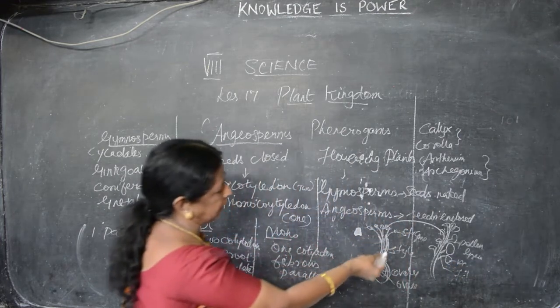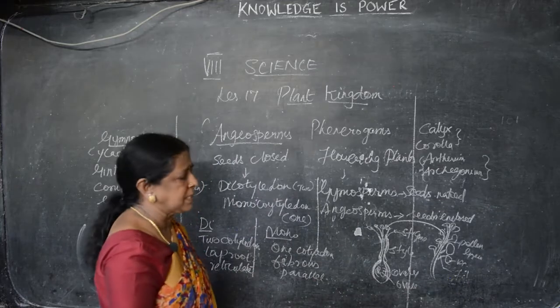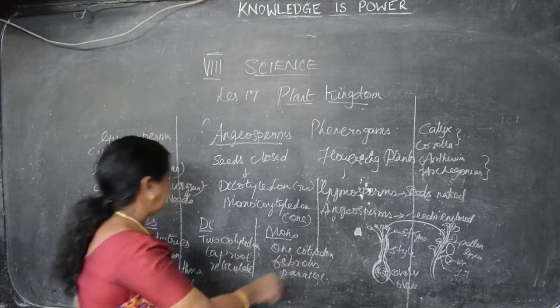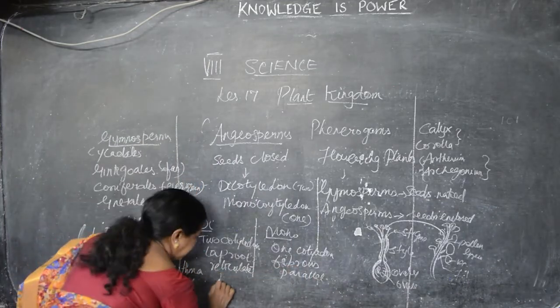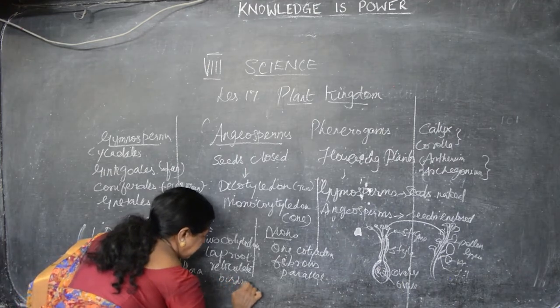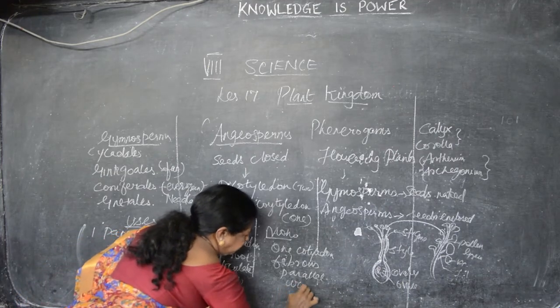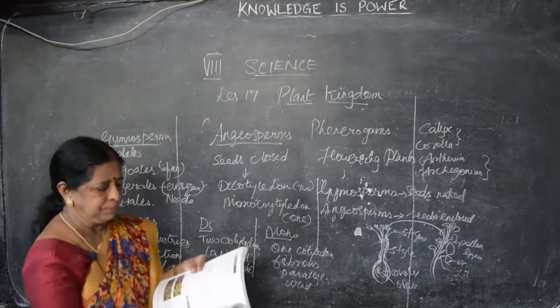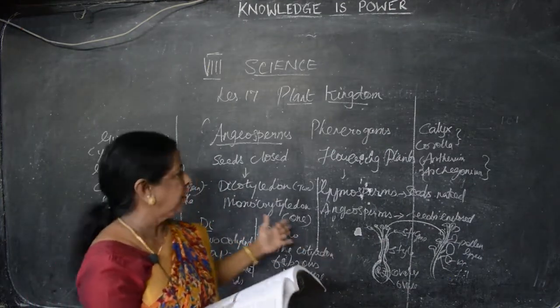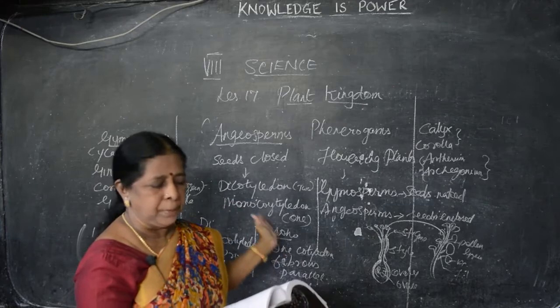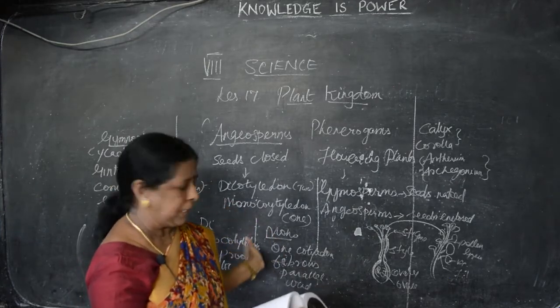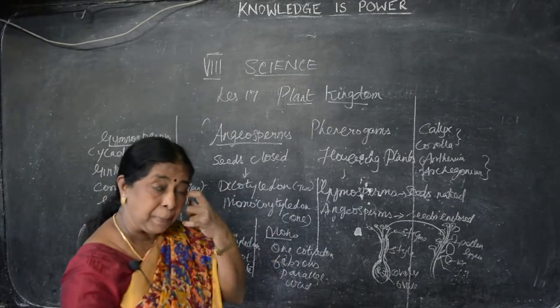So, transfer of pollen grain from anther to stigma is known as pollination. Here pollination occurs by birds or insects. Here by wind. Okay. Examples: mango, banyan tree, bean, neem and all. Here we can see grass, paddy, banana.